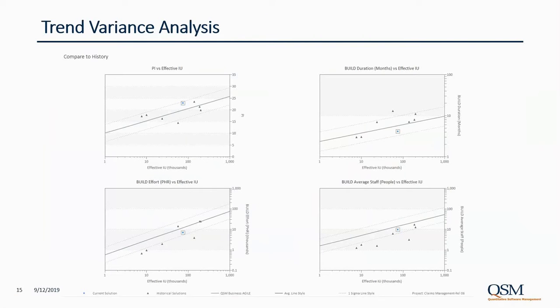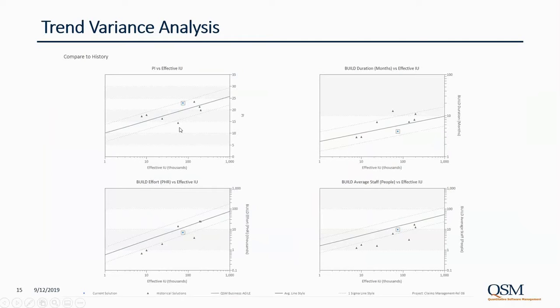Here's a typical compare to history view in SLIM estimate, showing where your estimate, the blue square, if you can see it here where my mouse is, how it compares. In this particular example, we're using the QSM Business Agile Trends trend group, and the organization's history. That's the green triangles here.